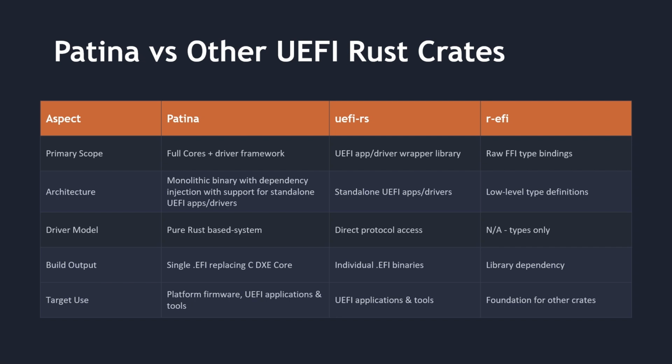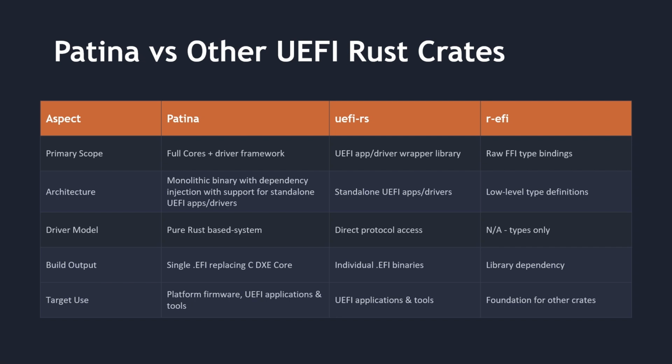UEFI-RS is a wrapper library most useful for UEFI applications and drivers that want to use an idiomatic Rust interface to common services needed to write that code. With UEFI-RS, you are largely writing separate EFI binaries in the traditional sense. So this might be UEFI applications or individual DXE drivers, and you're able to do it using those Rust interfaces that abstract themselves from the underlying core. So for example, a UEFI application written using UEFI-RS can run with an underlying pure Rust Patina-based DXE core or a TianoCore C DXE core.